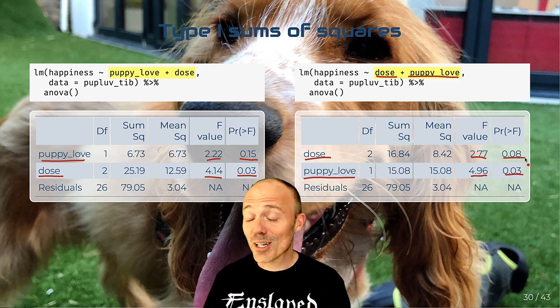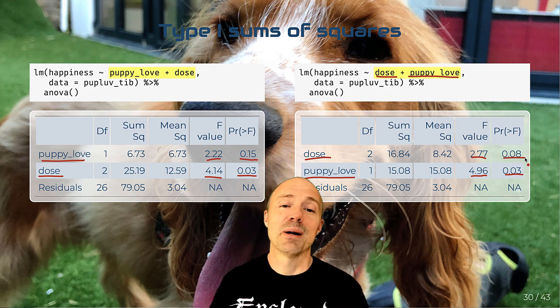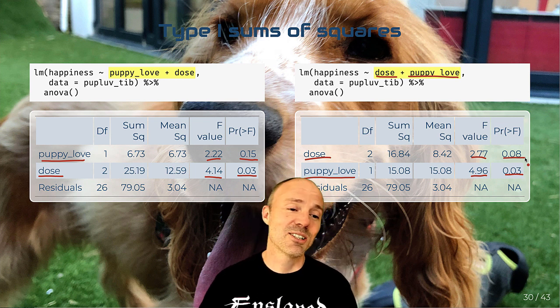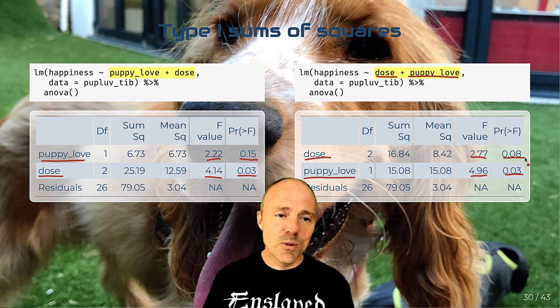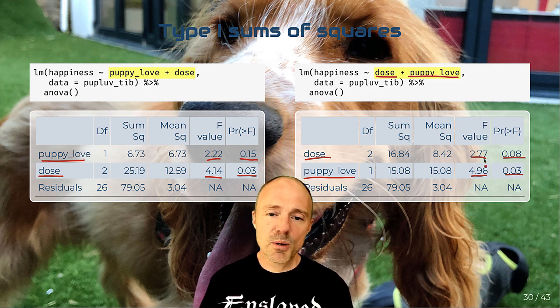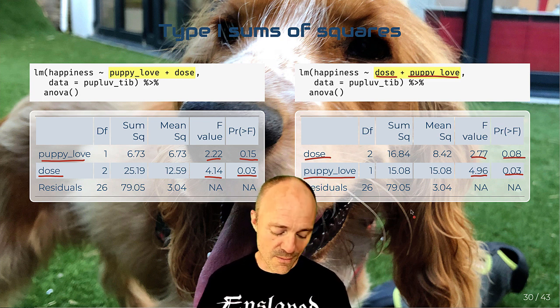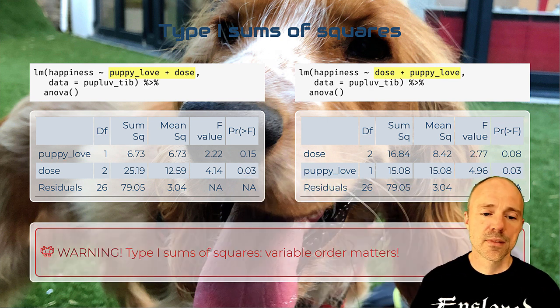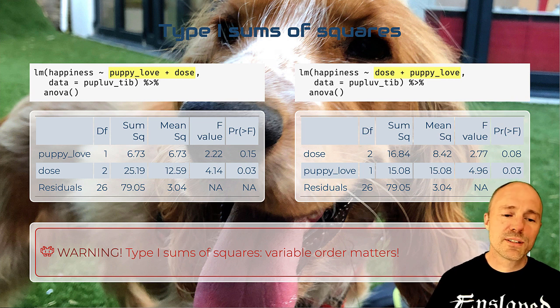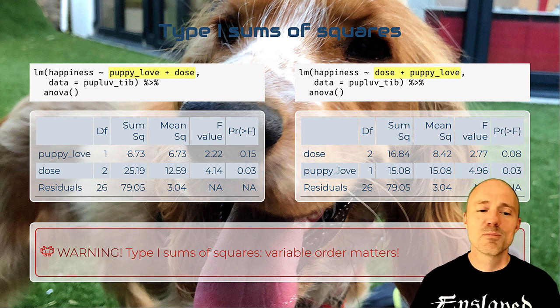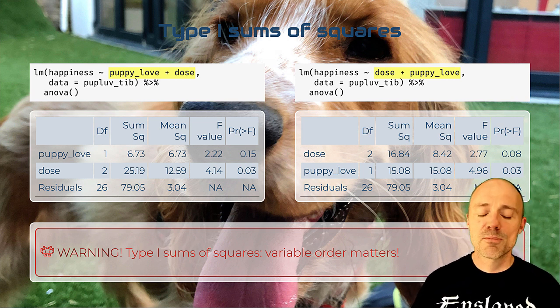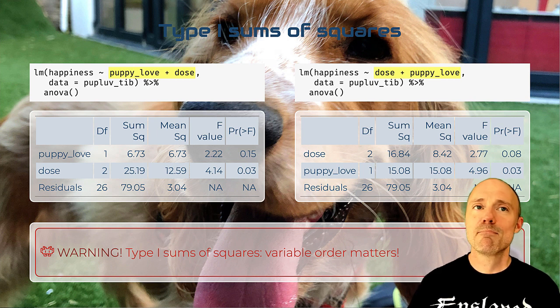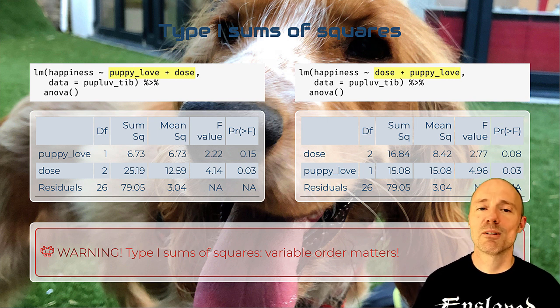Although there are situations where you might want that to be the case, but probably not any situation on this module. So that's what you get with type 1 sums of squares, and that's probably why we want to try to avoid them, other things being equal. If you're going to use type 1 sums of squares, and like I said, for the purpose of this module, just don't, just bear in mind the variable order matters. It matters which order you enter variables into your model.